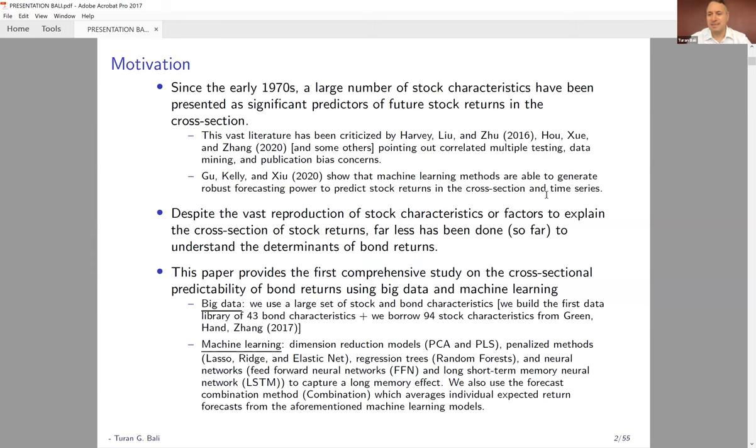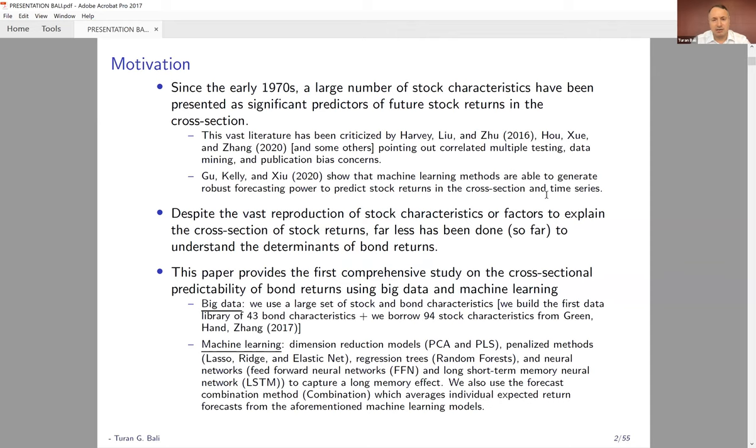Let me start with the motivation and explain why we are interested in the corporate bond market and machine learning models. Over the past half century, or since the early 1970s, a substantial number of stock characteristics have been identified as significant predictors of stock returns, future stock returns in the cross-section.